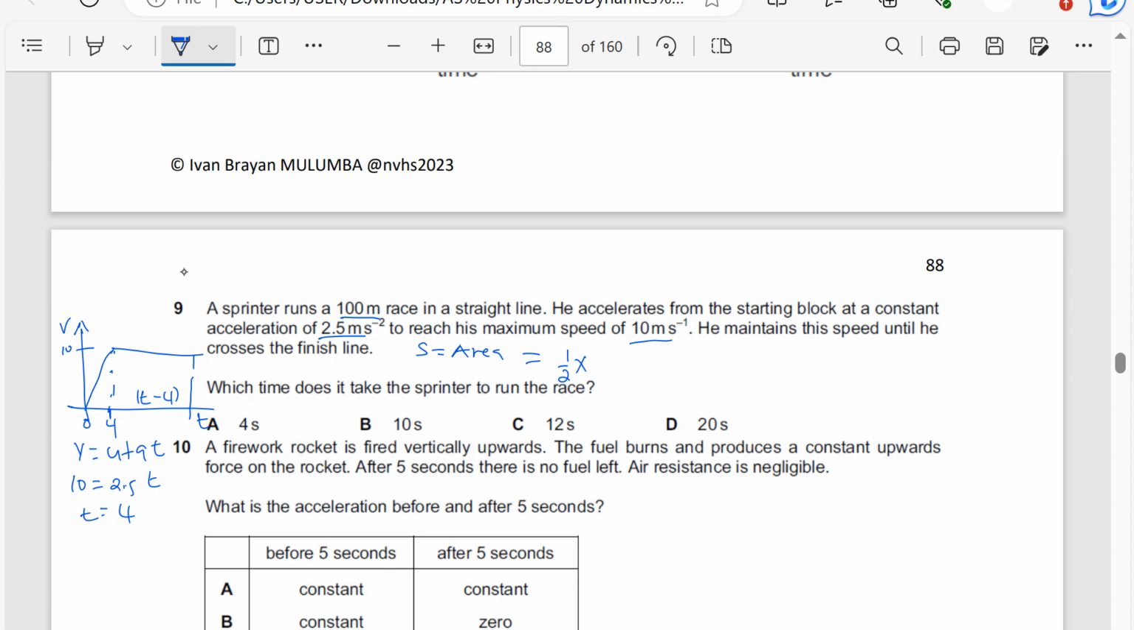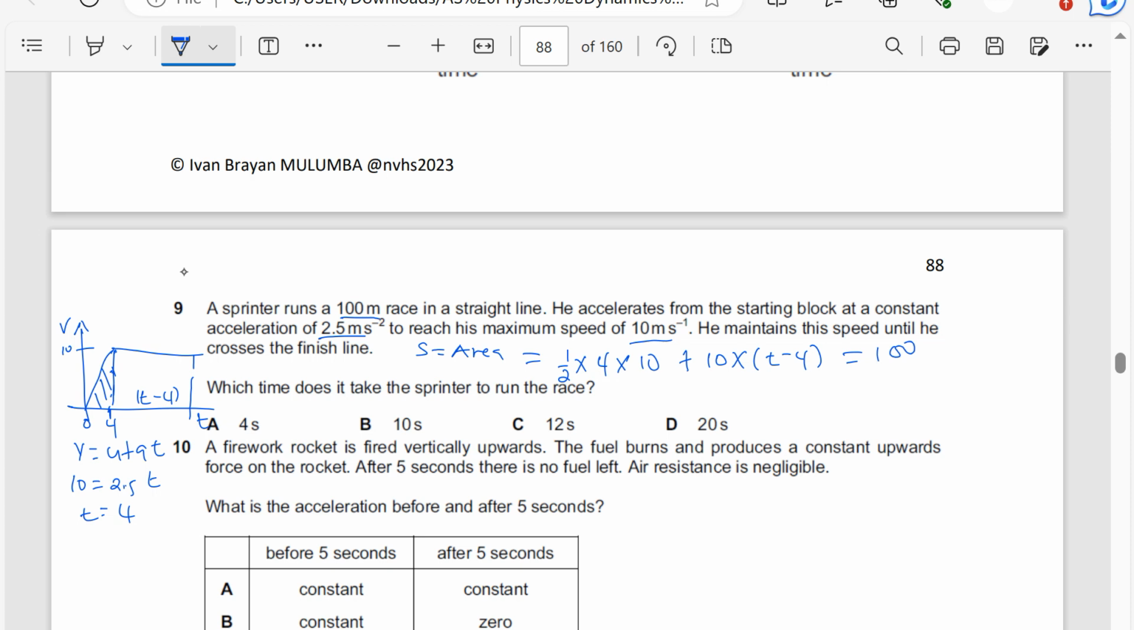times, it is a triangle. For the first part is a triangle. This one here, a half times the base, which is 4, times the height, which is 10. This is the distance it covers at a constant acceleration, plus for the rectangle, the height is going to be 10 times t minus 4. But remember, the total distance is 100, so this will simply be equal to 100. So I just solve for t, the time it takes for the rest of the race.